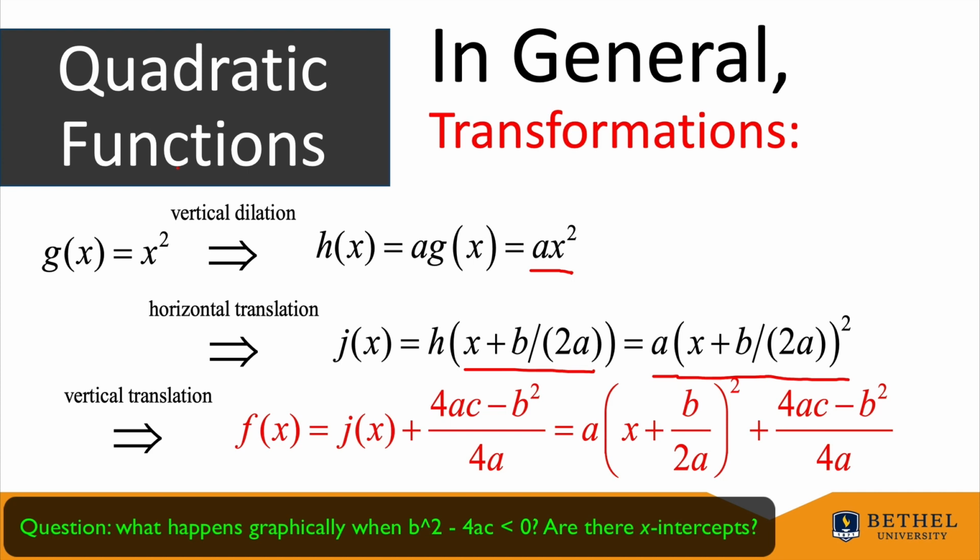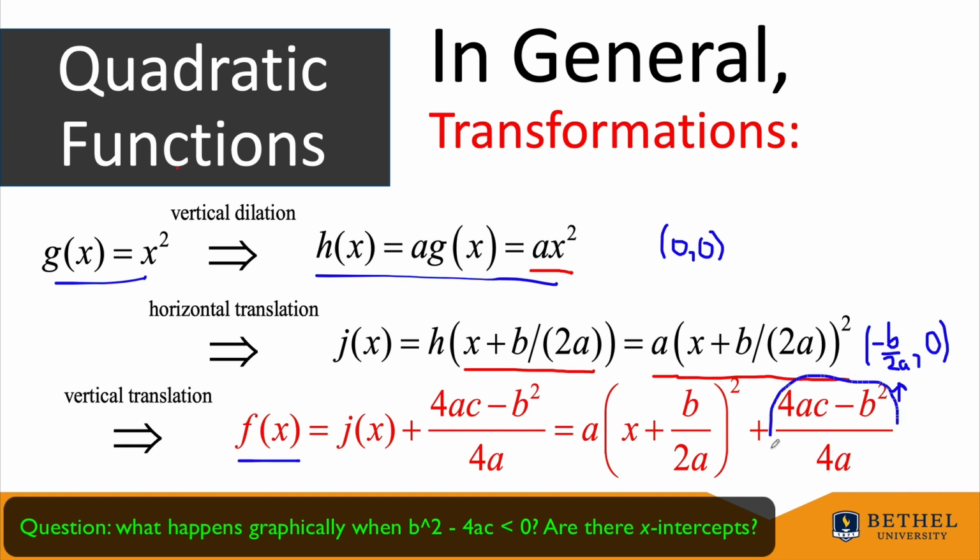We can also use this sequence of transformations to follow the vertex. For the function g of x and the function h of x, the vertex is at the origin, 0, 0. For j of x, the vertex has been translated to have an x-coordinate at negative b over 2a and a y-coordinate still at 0. And for f of x, the vertex still has an x-coordinate of negative b over 2a, but now it has a y-coordinate equal to the fraction 4ac minus b squared all over 4a. Make sure you think about why this all makes sense.